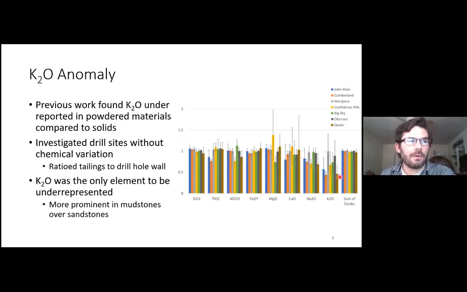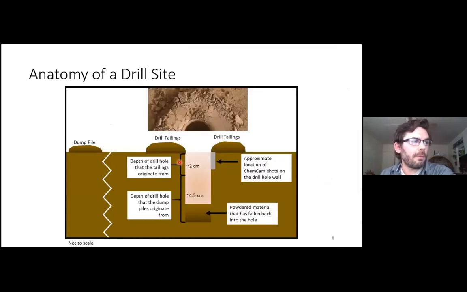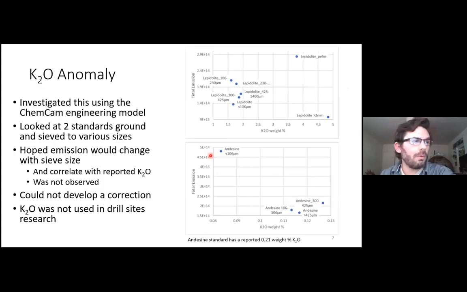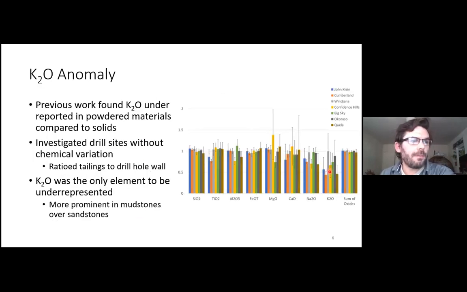If you look over at potassium, you see at several points on this graph, which is the ratio of the drill tailings to the drill hole wall, which if you remember are roughly the same part of the whole, that potassium is underrepresented. Curiously, this effect seems to be much stronger in the mudstones than in the sandstones.